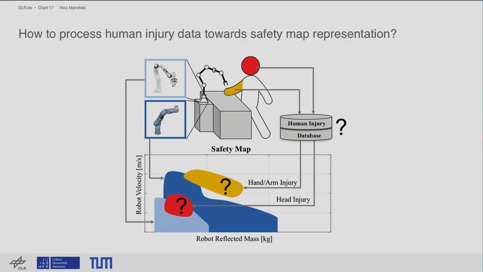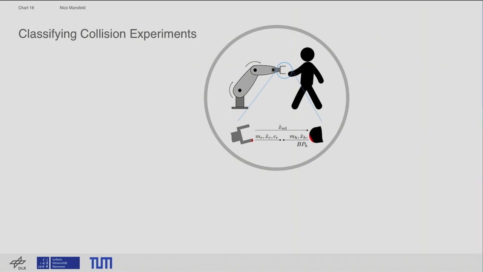Okay, so this is the framework. This is our goal, what we want to achieve. And now, how do we process the robot and human data towards this representation? I will start with the human data first. We start from a very basic collision model where we assume that any collision can be modeled in terms of a certain reflected mass, velocity, and curvature.